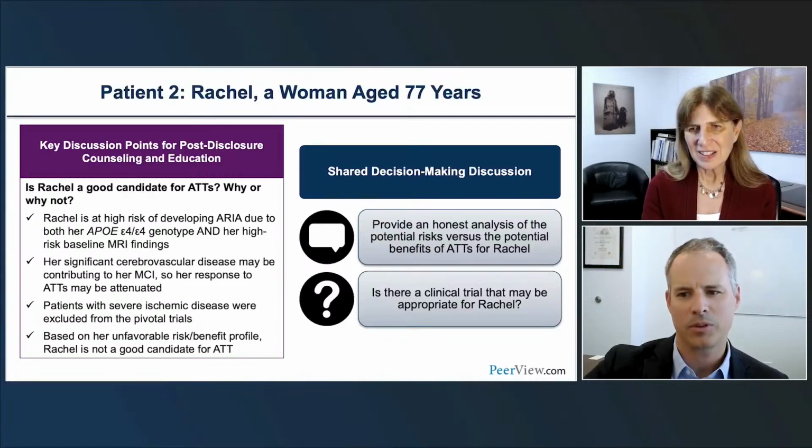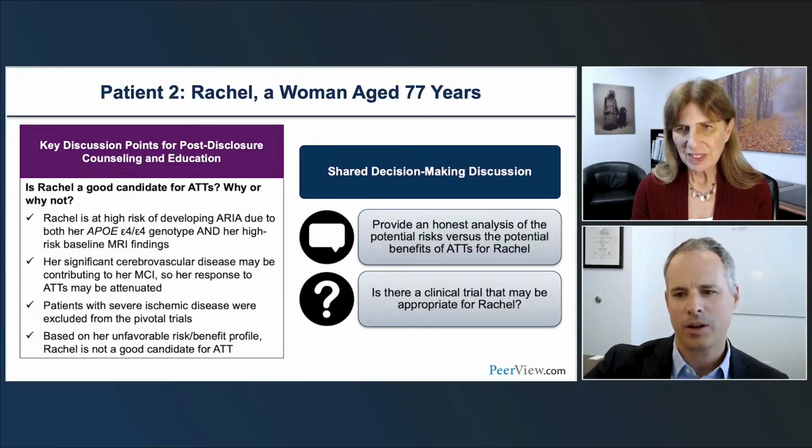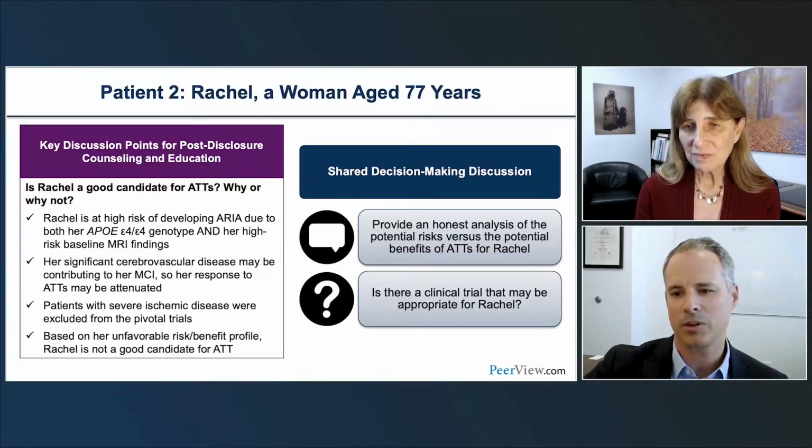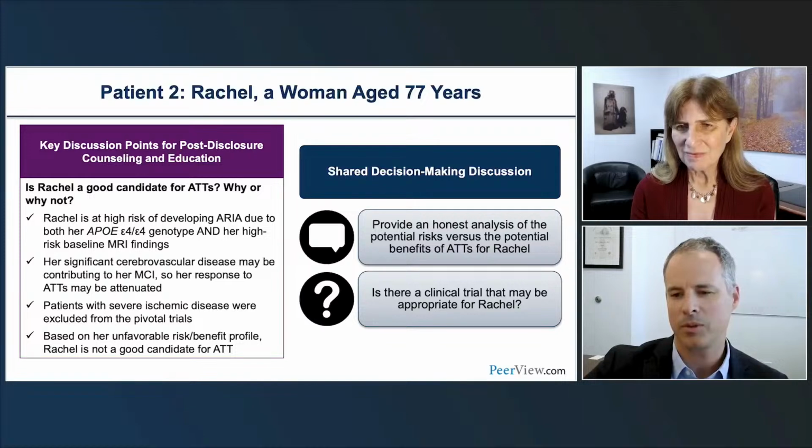Certainly, superficial siderosis makes me nervous. 3 microhemorrhages. I mean, having microhemorrhages at baseline is a predictor of ARIA, regardless of your ApoE status. So I think that this, and not to mention the fact, not just ARIA risk is a concern here, but her response to the drug is questionable. I think if she has so much vascular disease, that could be a significant vascular contribution, and we don't know how that influences her response. And so to me, her risk benefit ratio is already not great to begin with, even before we know her ApoE status. How do you feel about it?